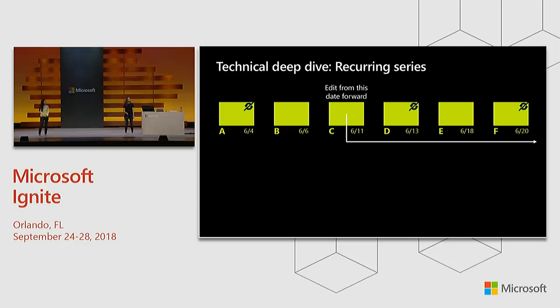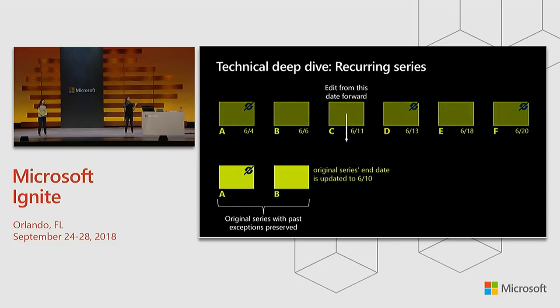So if a user, let's say on instance C, says, I want to edit from this date forward, what we do behind the scenes is we actually take that original series and we first update the series end date. And we always choose the instance date, the pivot instance, with -1 day. So in this case, the original series end date would be updated to be June 10th because the pivot date was June 11th. And we also preserve those past exceptions, so you'll see that A continues to be an exception and nothing's changed about what happens there.